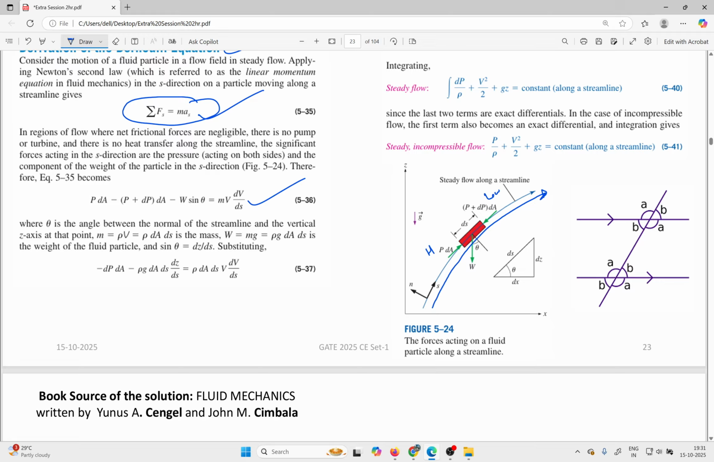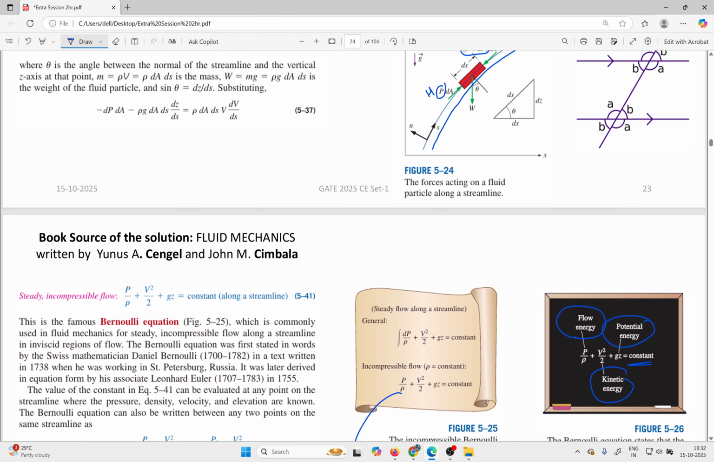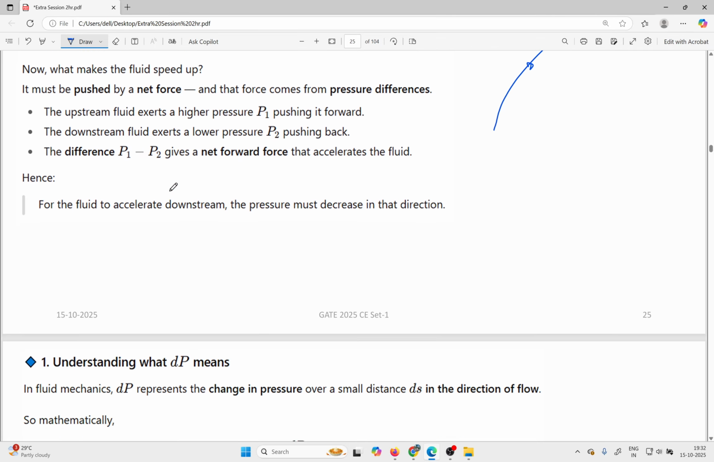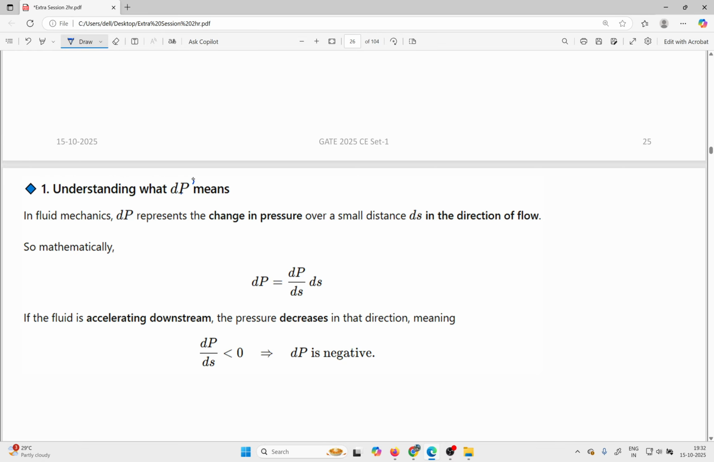Here is the case: the pressure at this point will be more than this pressure, P + dP. So if it is more, why are we adding something here, P + dP? For this reason, I have put a lot of information here regarding why pressure decreases when the fluid accelerates. Fluid accelerating means the fluid moves from here to here with the velocity changing. You can read one by one. And what is the meaning of dP is given.